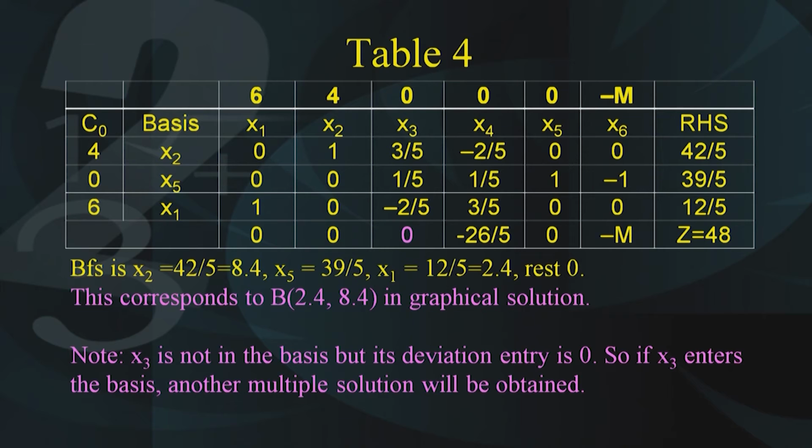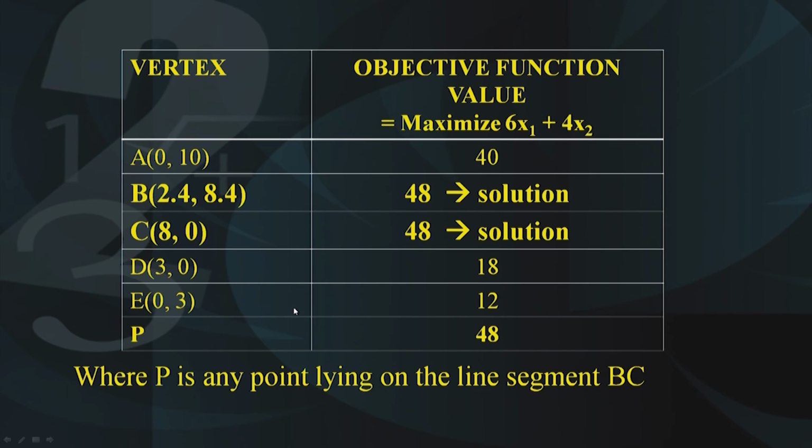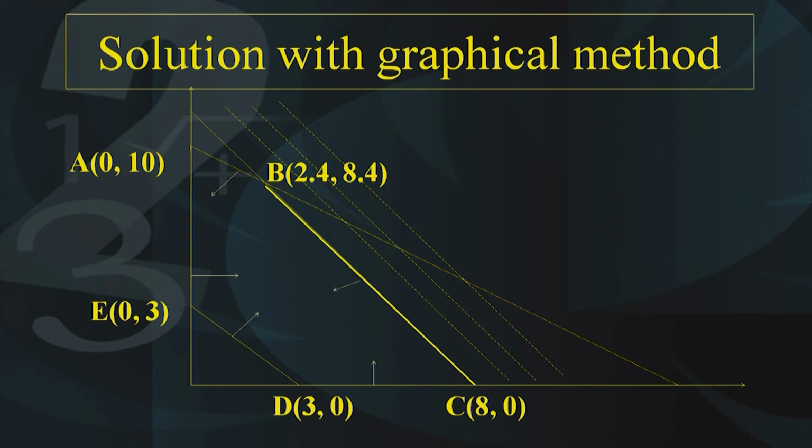So, this BFS is nothing but the point B, and if you look at this 2.4, 8.4, let us go back to the graphical solution. Yeah, here it is. B is nothing but the point 2.4 and 8.4. So, what happens now? This tells us that we started with the origin, that is the 0 0.